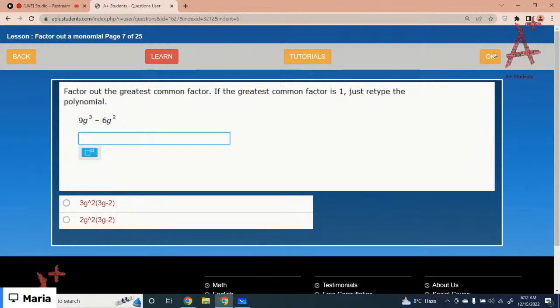Okay, 9g square minus 6g square. So which of the options is the correct one? Yes, very good. The first option is the correct one. Got it. We can take common 3 and g square. So we are left with 3g minus 2. Got it. The first option is the correct one. So just select the correct option and click on the OK button.